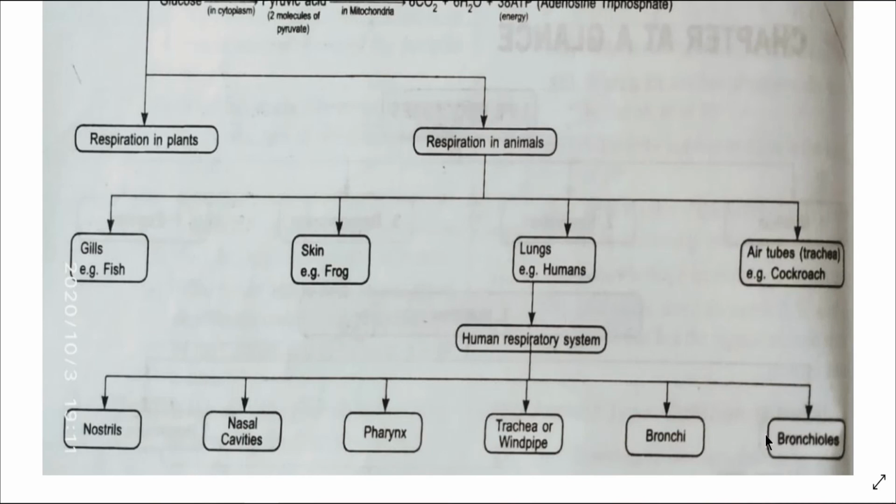Exchange of gases means the air which we inhale is rich in oxygen, and the blood is carrying carbon dioxide. So oxygen goes to the blood, and from the blood the carbon dioxide comes to the alveoli, and then it goes out of the body. In this way the exchange of gases takes place.